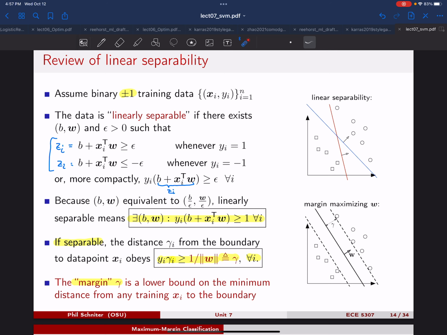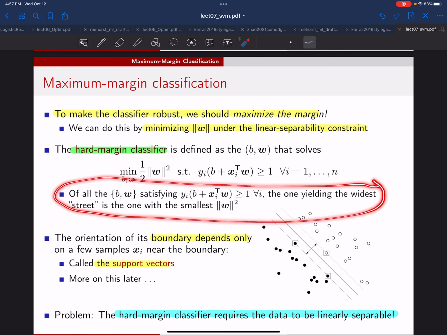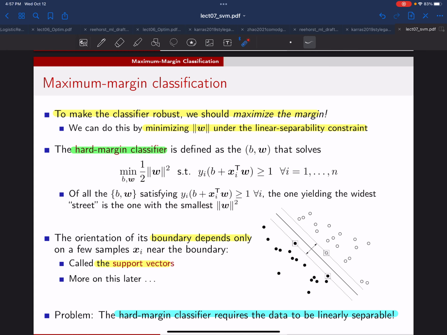Yeah, so that's what I was trying to say here. Of all the W and B satisfying that linearly separable constraint, the one with the widest street is also the one with the smallest norm of W.